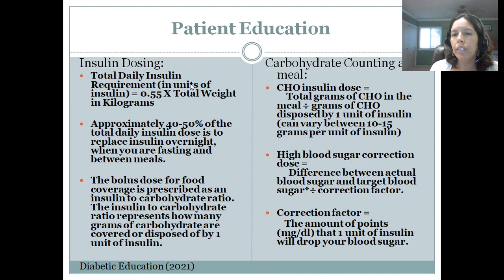Carb counting is a way of covering your mealtime carbohydrates. For example, you would take the total grams of carbohydrates in a meal and divide it by the grams of carbohydrate covered by 1 unit of insulin. In the hospital setting, we would normally say that about 15 grams of carbohydrates is equivalent to 1 unit of insulin. So, if a patient was to have about 60 grams of carbohydrates in a meal, we would divide that by 15, and that would tell us the number of units of insulin that would cover the patient for that meal.